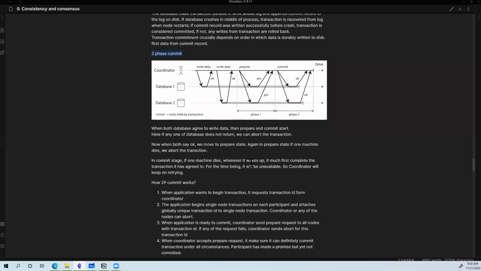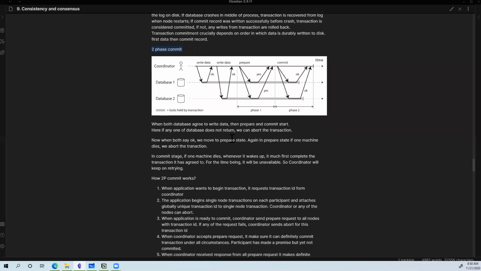So let's look at these scenarios one by one. We said when both databases agree to write the data, then the prepare stage starts, then the commit starts.